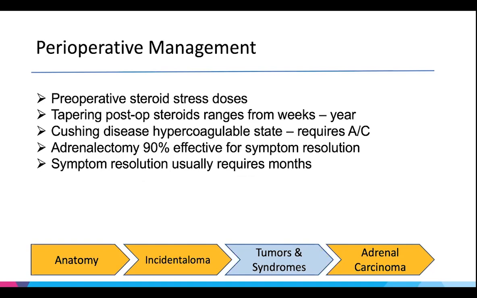Perioperative management involves preoperative steroid stress doses. Postoperatively, you want to taper the steroids over a range of weeks up to a year. It's also important to remember that Cushing's disease is a hypercoagulable state, so don't forget about anticoagulation for these patients. Adrenalectomy is usually 90% effective for symptom resolution in Cushing's disease, and that resolution should occur within months.